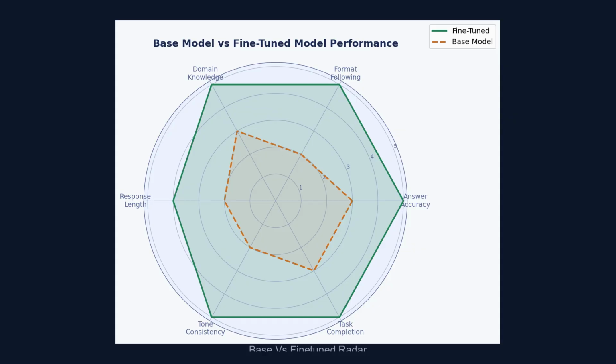Notice that the gains aren't uniform. Some axes show larger improvements than others. That uneven shape is normal and informative. It tells you which capabilities your training data targeted effectively and which ones might benefit from additional examples. A radar chart like this is worth generating for your own model after you complete evaluation.